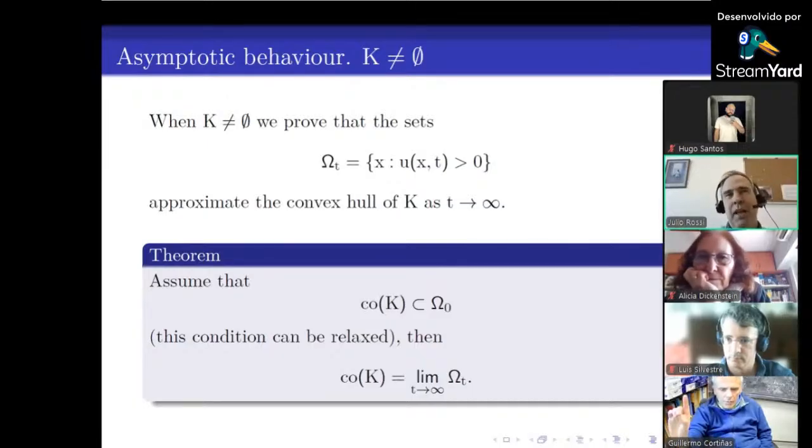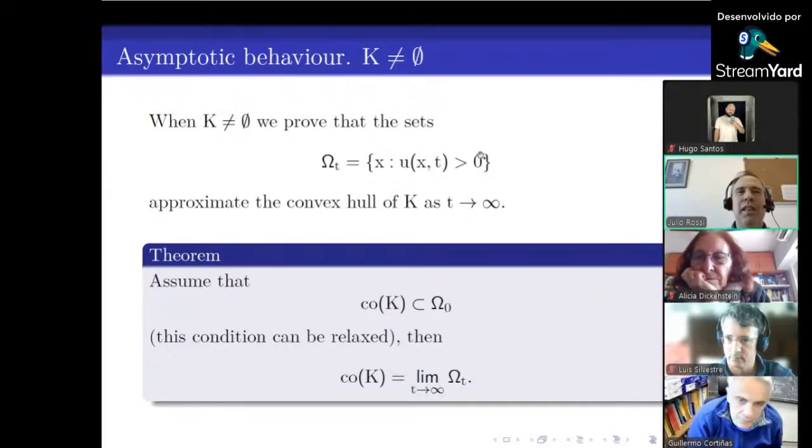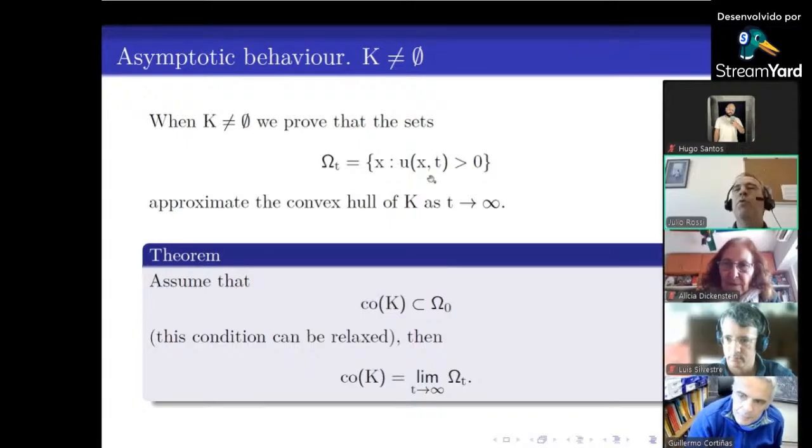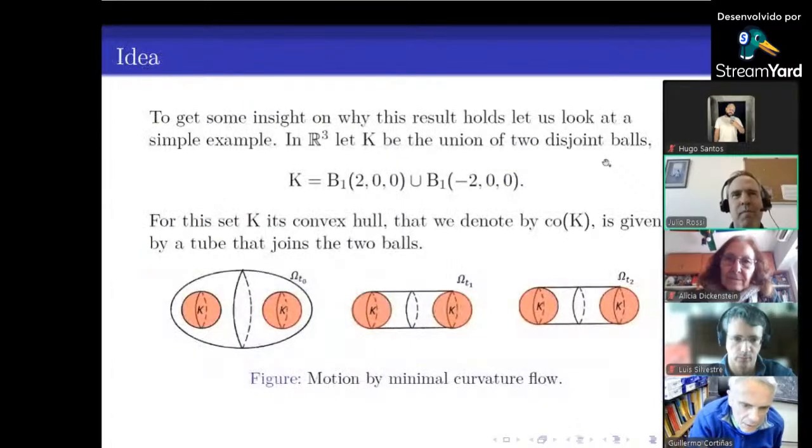And bear in mind that we are not saying at any point in this talk that the zero set of this function u(x,t) is a smooth surface. So regularity of the zero set or regularity of the movement by minimal curvature is not present here. The only thing that we are saying is that this family of sets approaches the convex hull of this set K as t goes to infinity.